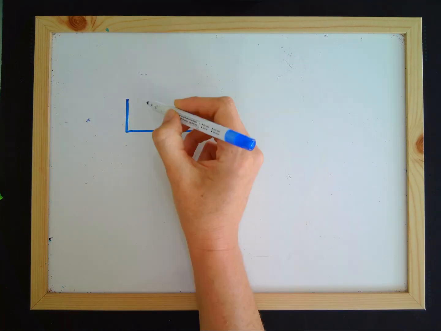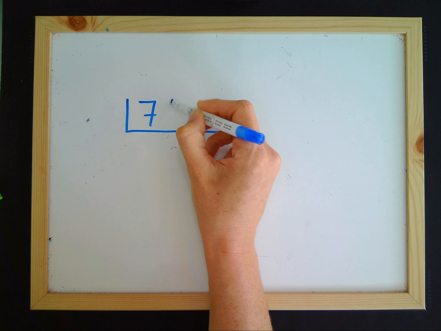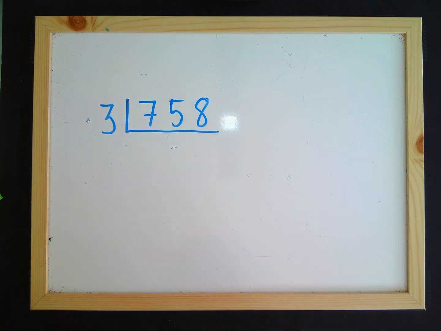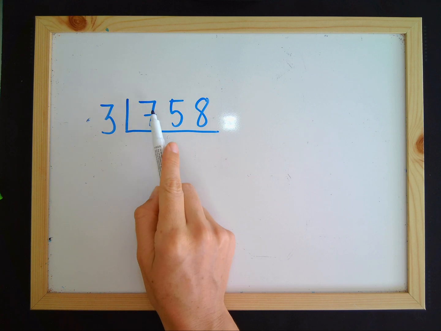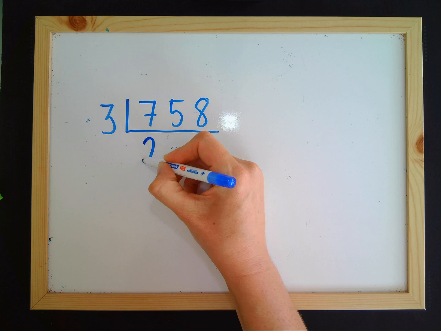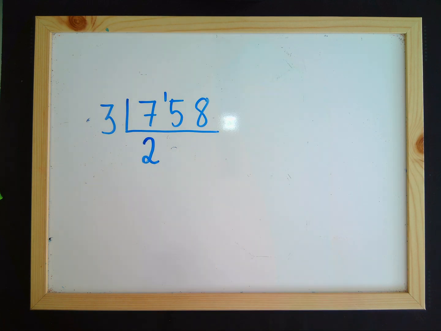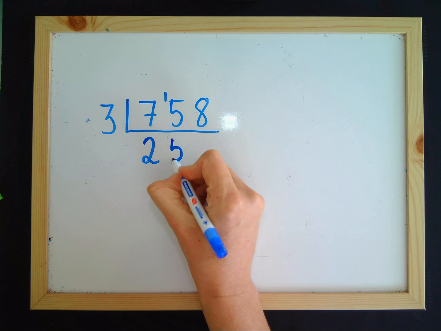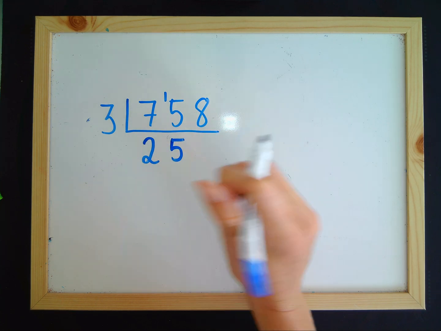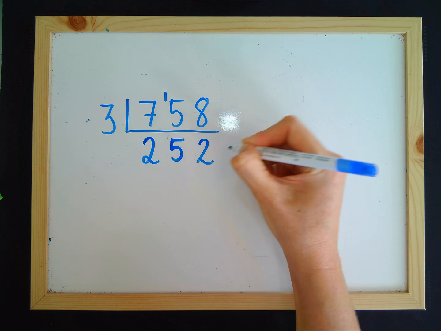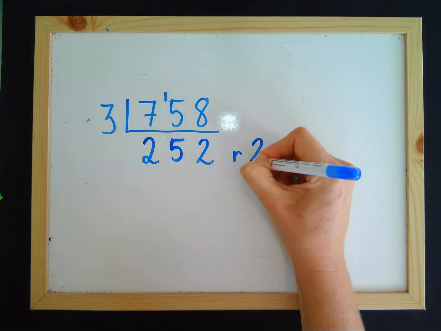And this time I'm going to divide 758 by 3. Okay, so I start with the hundreds. I say 700 divided by 3 goes twice, okay, with 100 left over. 15 divided by 3 is 5. And 8 divided by 3 goes 2 times, remainder 2. Okay?